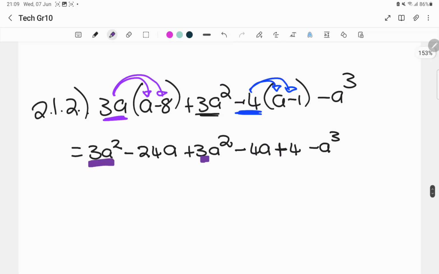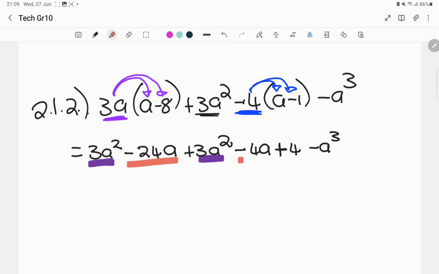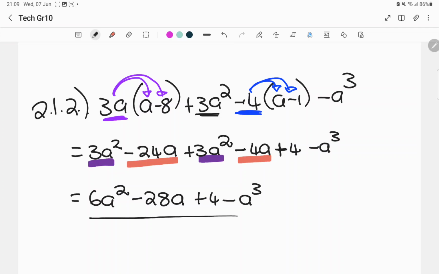So here I have an a squared, here I have an a squared, here I have a normal a, here I have a normal a, and then there I have a 4, and there I have an a to the power of 3. Alright, so 3 plus 3 will give me 6a squared, minus 24a, minus another 4a will give me minus 28a. Then I have my plus 4 and my minus a to the power of 3. Alright, so even though these questions look intimidating, they're actually quite simple. It's always exactly the same thing.